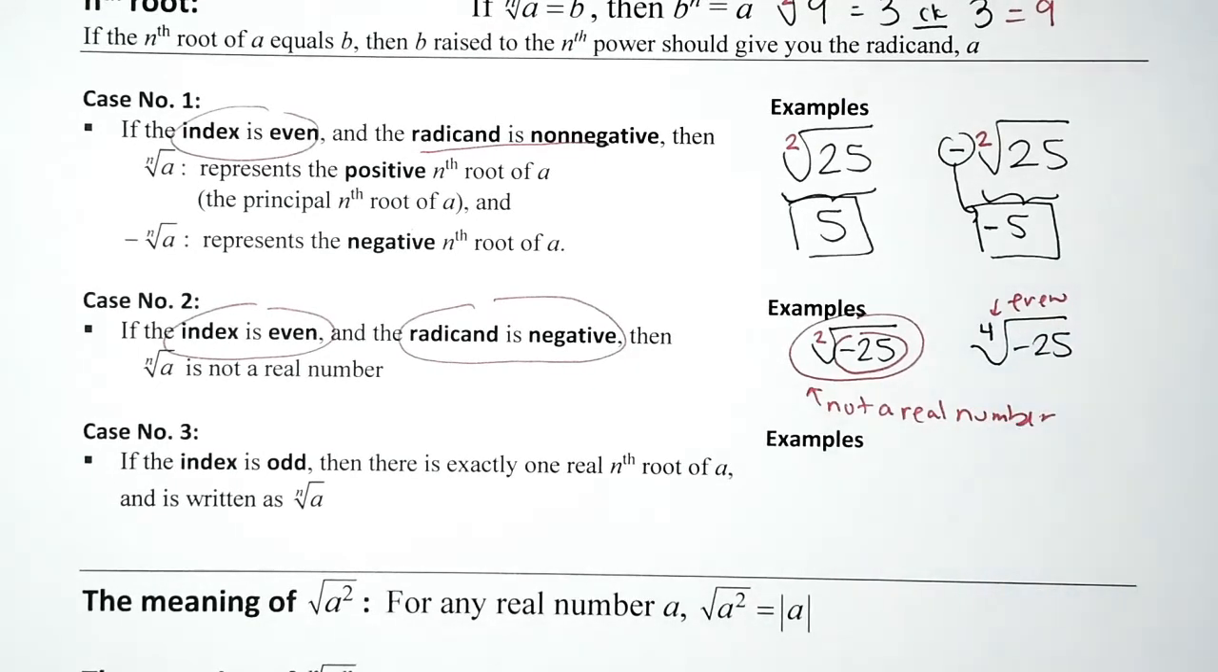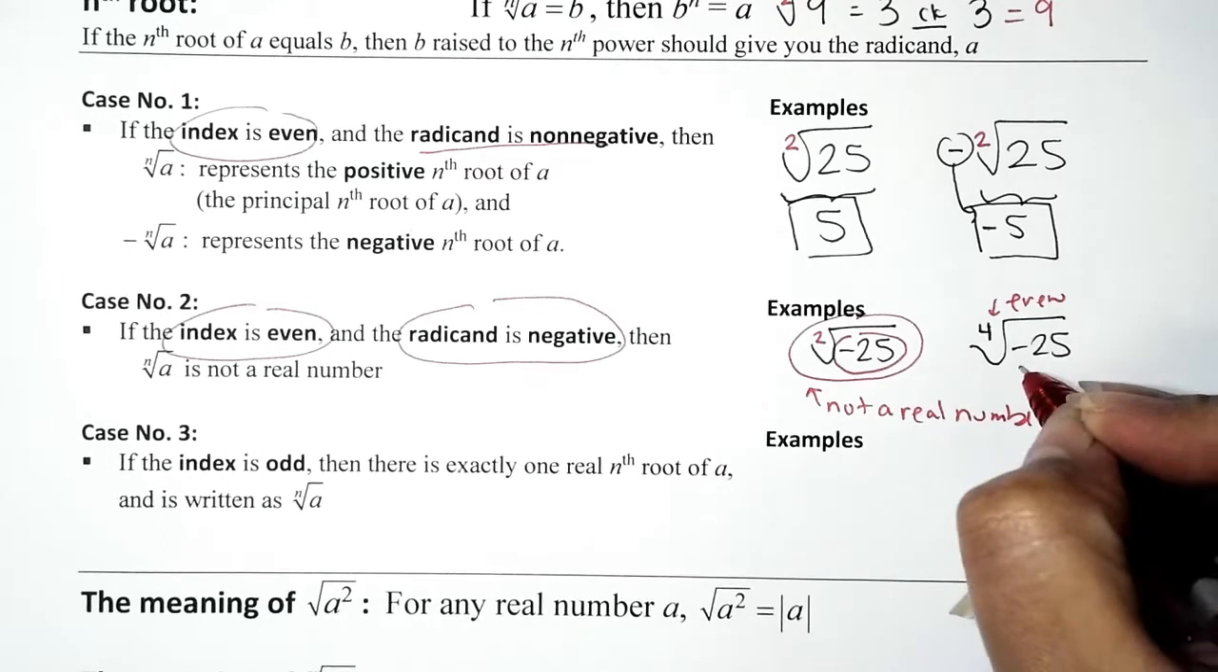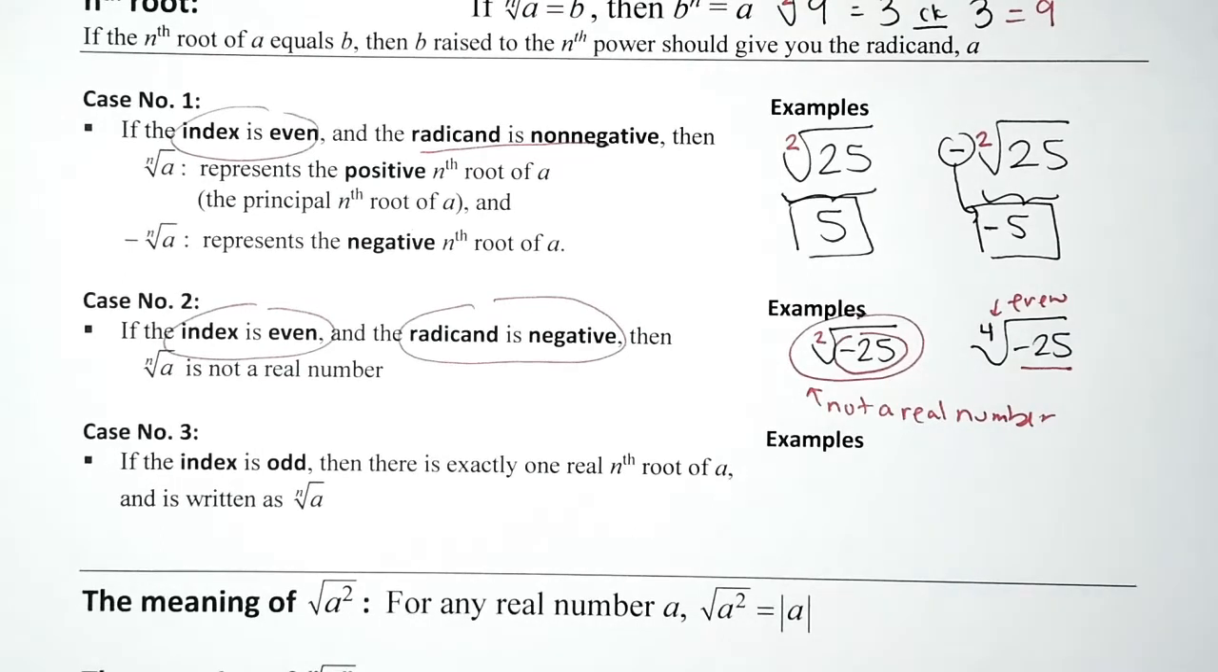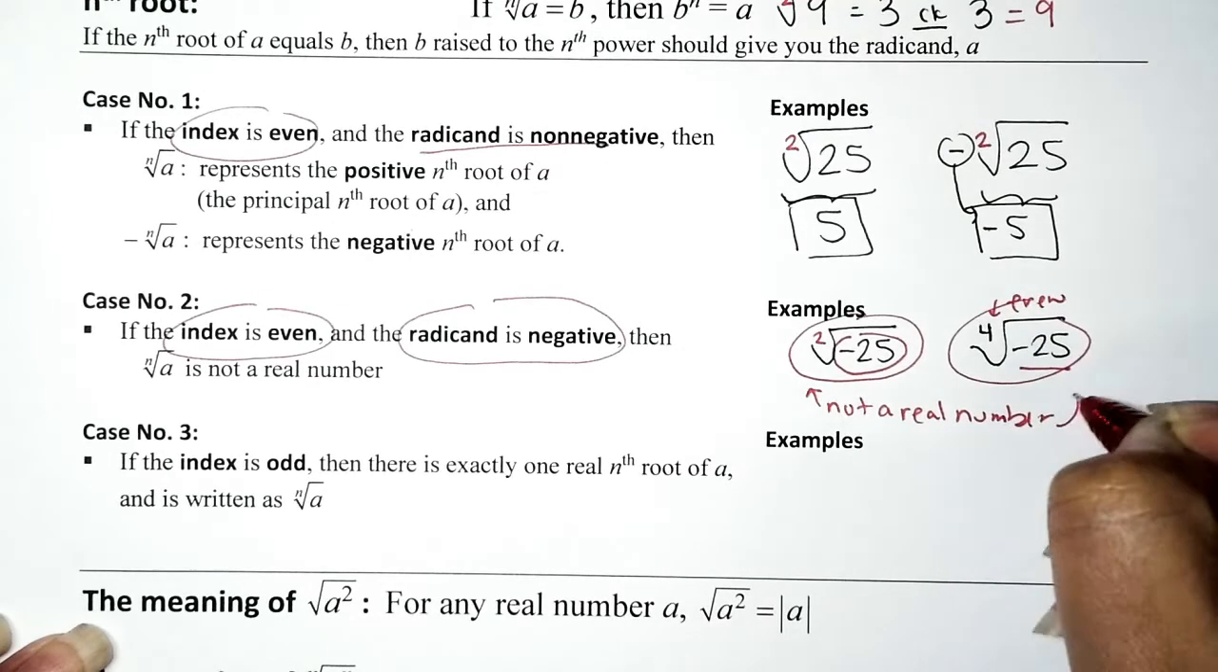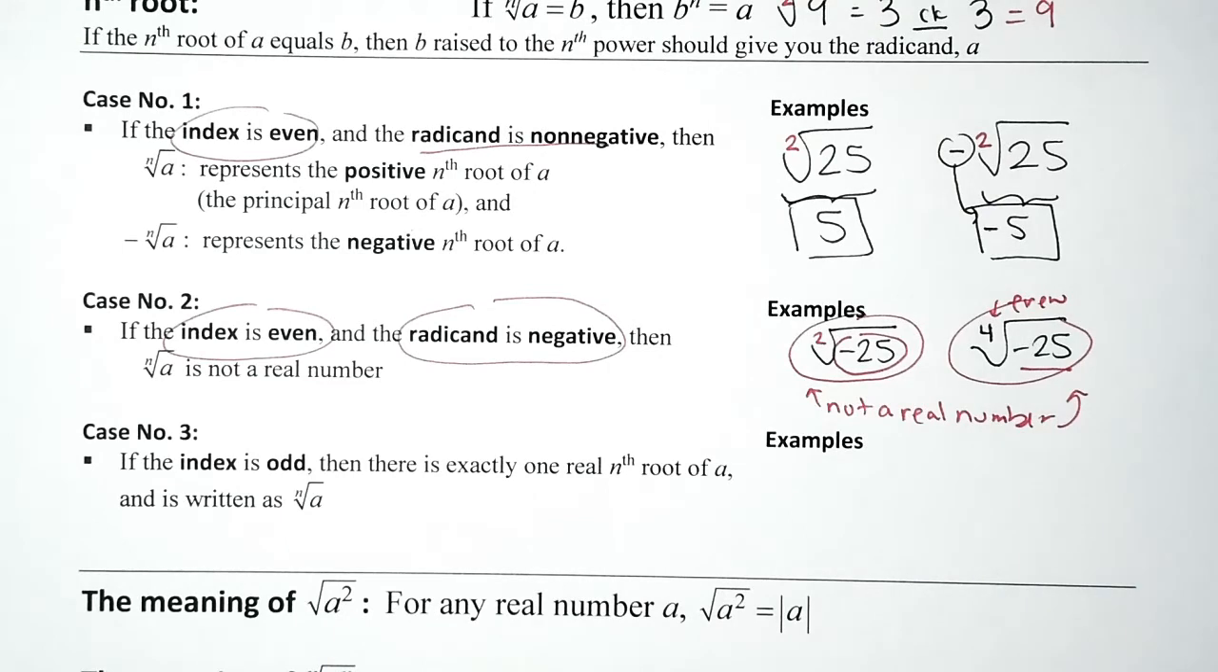If we have an even index, there's no way around it. The radicand has to be positive or else. In this case, the radicand is once again not positive. So if we have an even index, then the radicand has to be positive. And if it's not, then guess what? The whole expression once again will simplify to a non-real number. But again, for now we say not a real number. In a later section, we'll talk about how to simplify those non-real numbers.